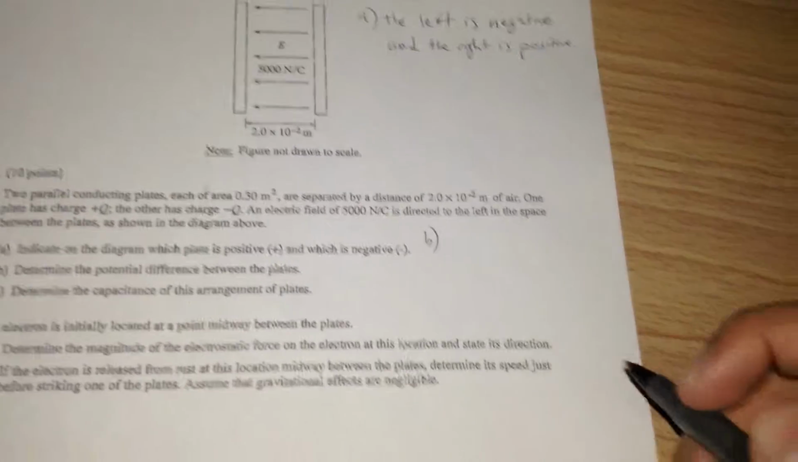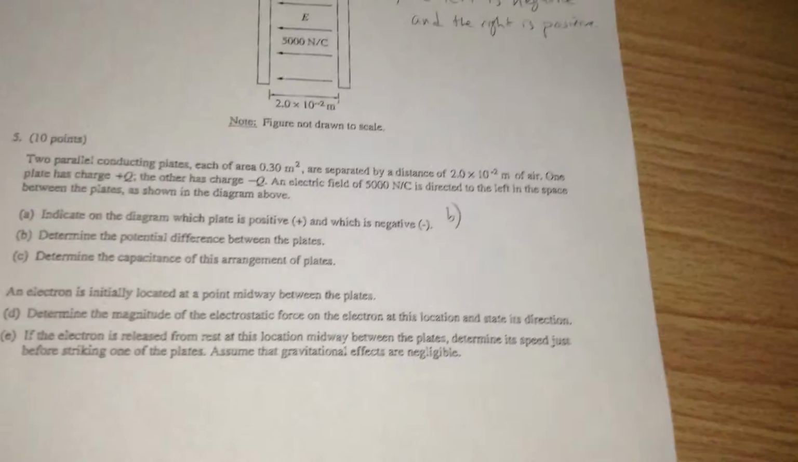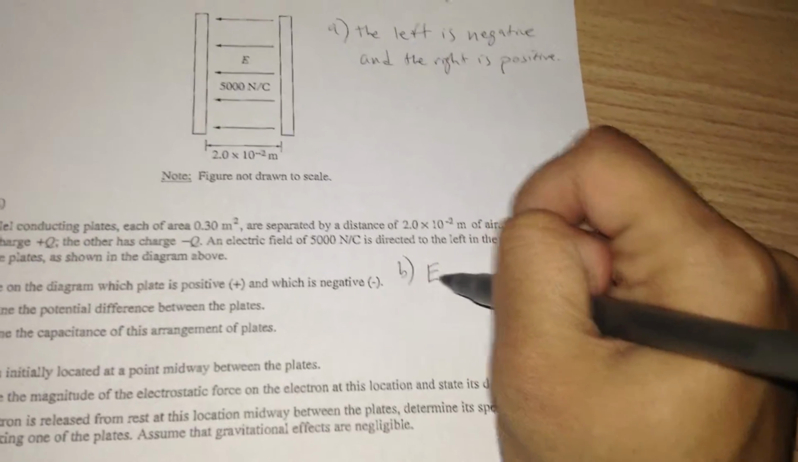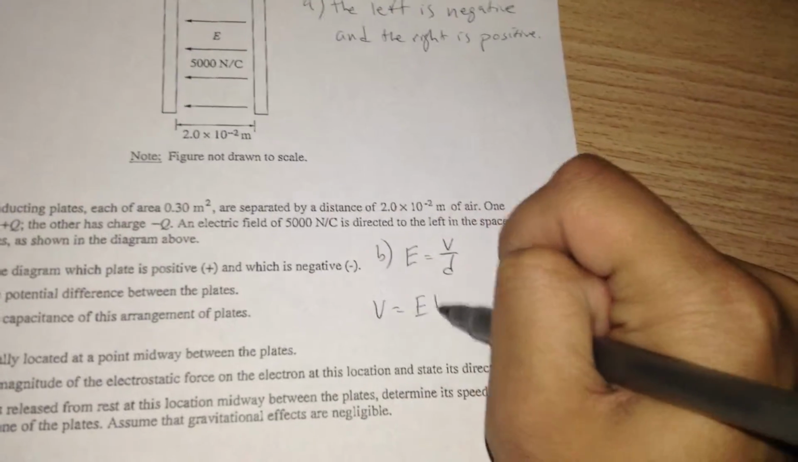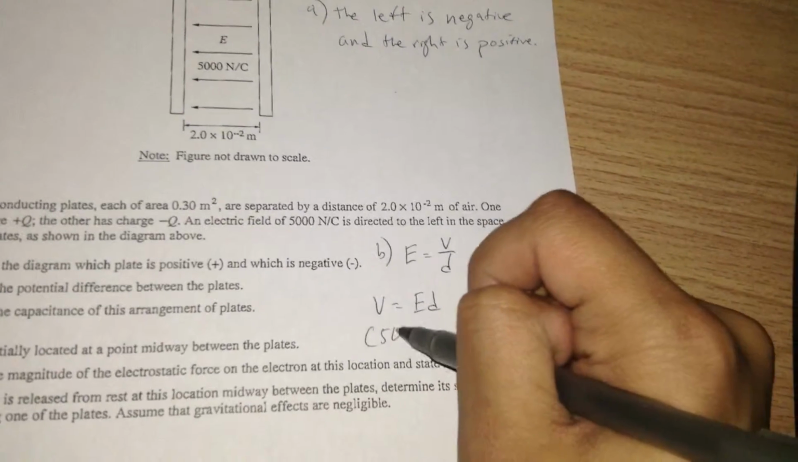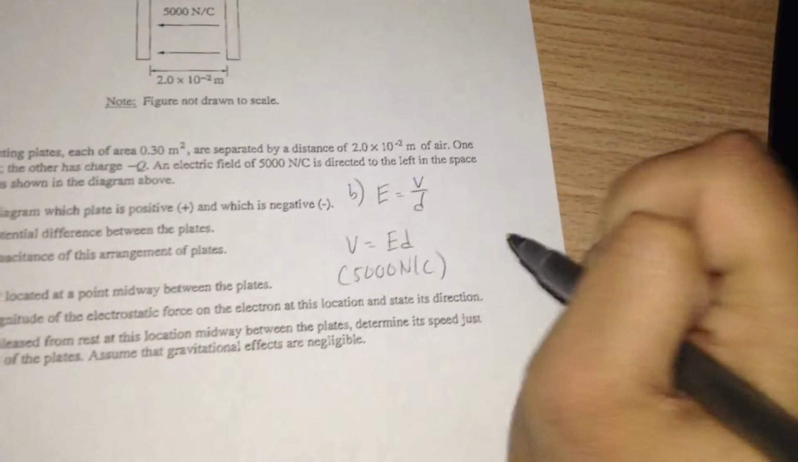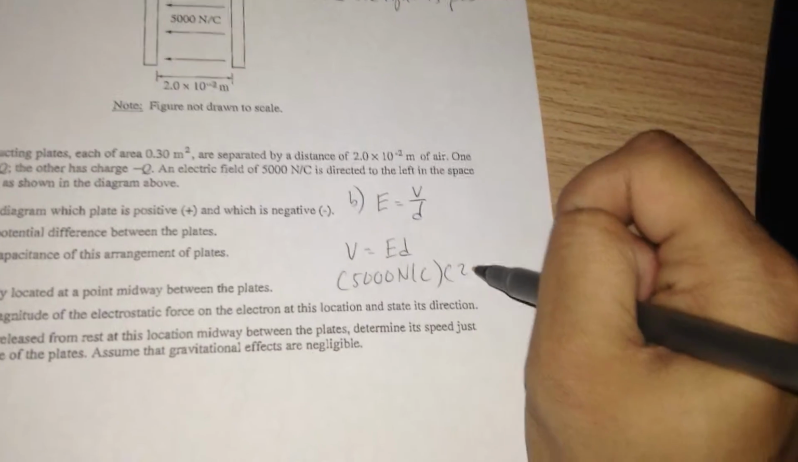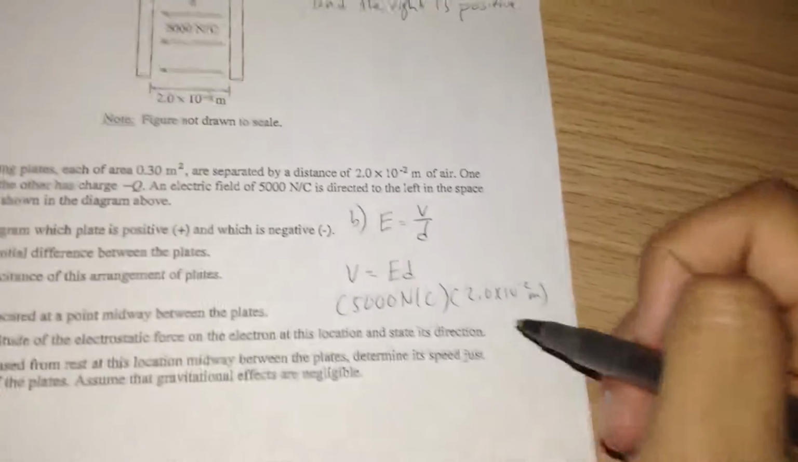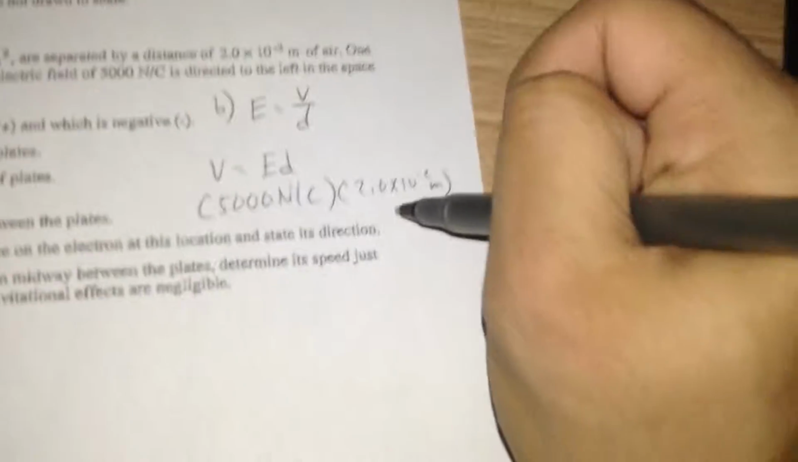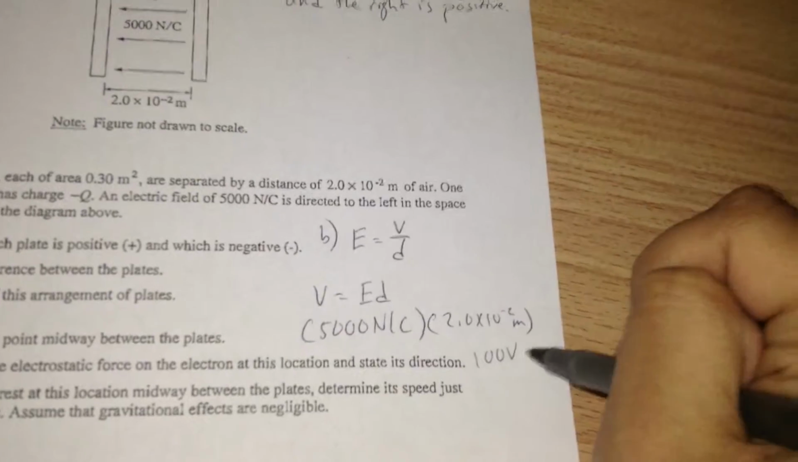So part B. That's asking, determine the potential difference between the plates. So potential difference for plates is E equals V over D. And we want to find V. So we're going to manipulate the formula to be V equals E times D. So you get 5,000 newtons per coulomb times 2.0 times 10 to the negative 2 meter. And you get an answer of 100 volts equals V.